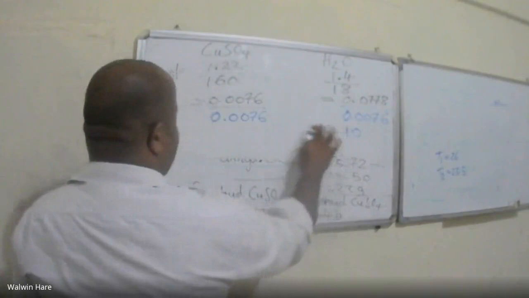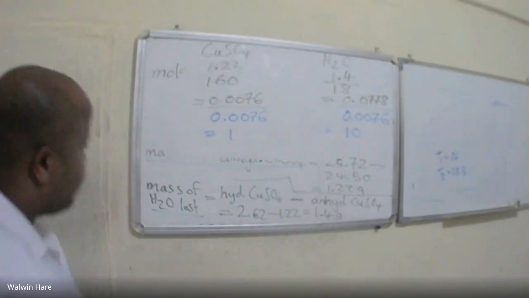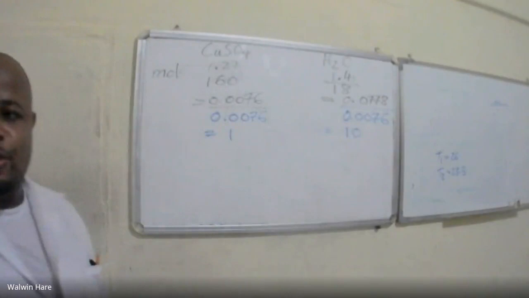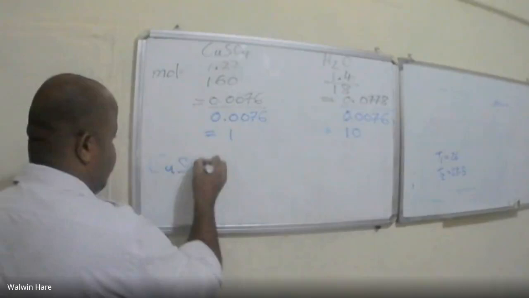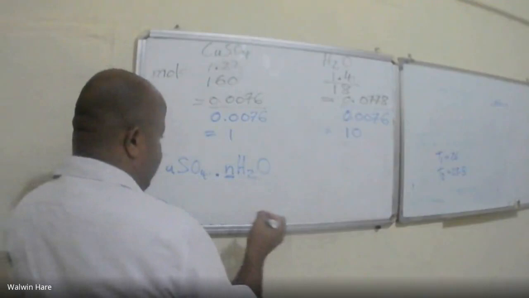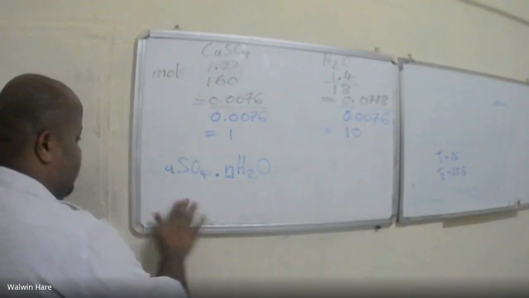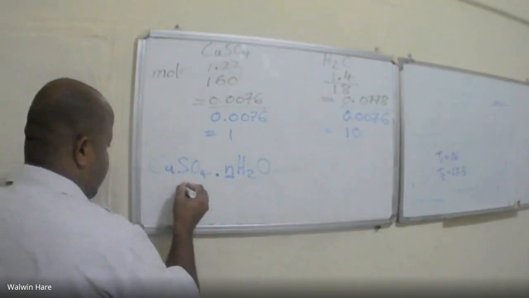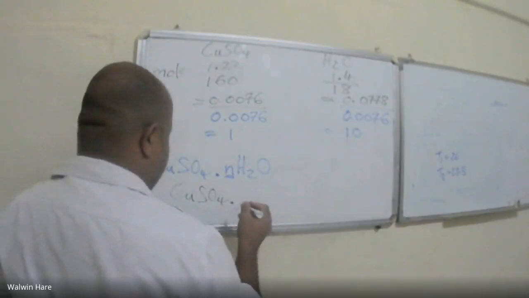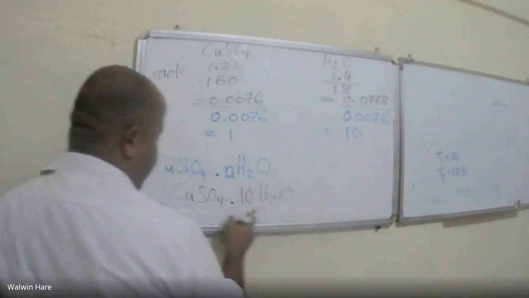And that is it. So the formula now. So the question would have been to find, alright, so let me write it. So you would have gotten CuSO4.nH2O or xH2O, and you have to find the value of n. All right? So once you get 10, that's the value for the water. n is 10. So it would be CuSO4.10H2O. Okay. So that would be the formula of the salt.